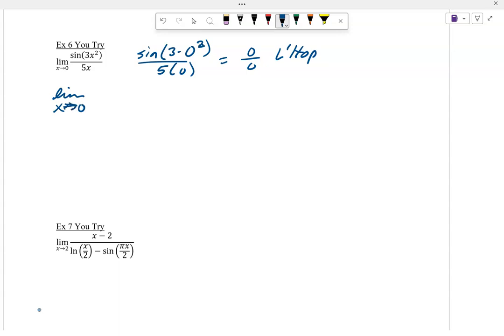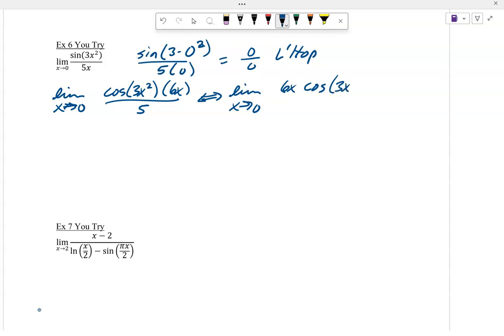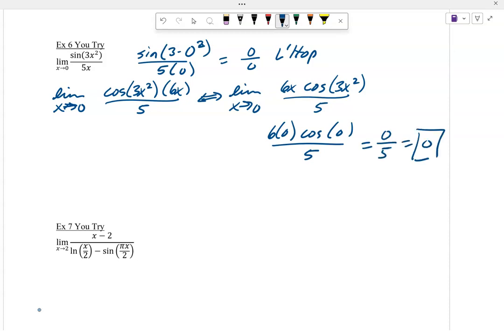As x approaches 0, derivative of sine is cosine. Notice we got chain rule here. Derivative of 3x squared is 6x, all over 5 times 1. And so we've got the limit as x approaches 0 of 6x cosine of 3x squared, all over 5. And if we throw 0 in, notice we'll have 6 times 0 times cosine of 0, which is 1, over 5.